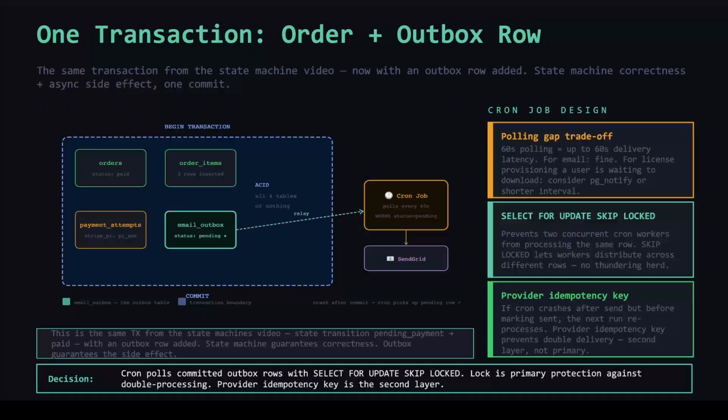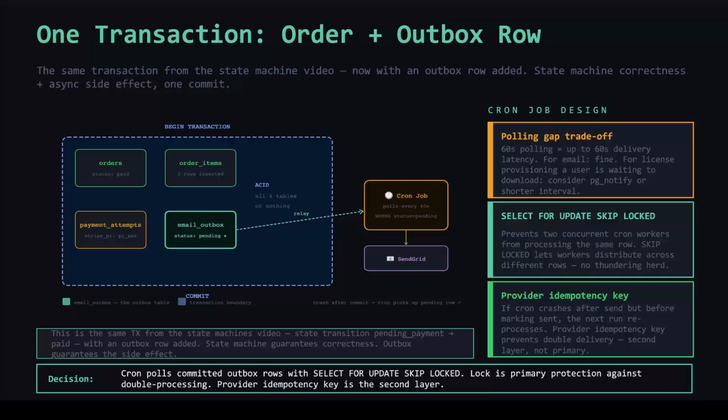One transaction, order, and Outbox row. Inside one database transaction, the order row, the order item, the payment attempt record, and the email outbox row. All 4 writes succeed or all 4 roll back. No intermediate state. This is the same transaction from the state machine video, the one that transitions pending payment to paid, now with an outbox row added.